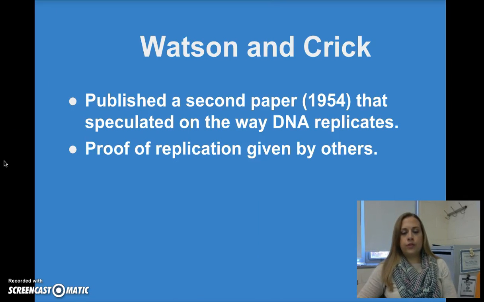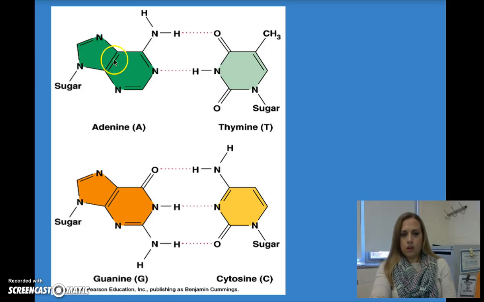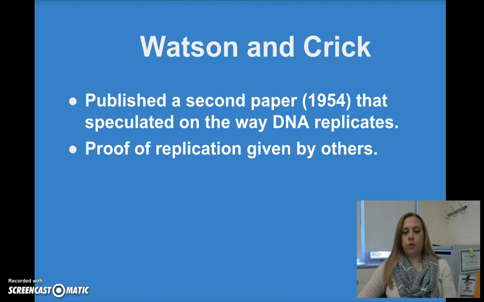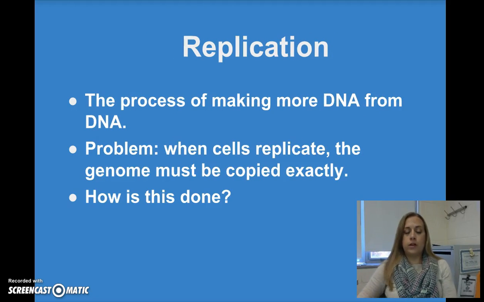So we want to kind of switch gears a little bit. Watson and Crick published a second paper, a couple years later in 1954. And instead of focusing on their model of the DNA structure, they focused on a way that DNA could replicate. The proof of this replication was then provided later on. And it's really important, I'm going to go back for a second, because we know that A's will bind with T's and C's with G's, that ties in very closely with how DNA replicates, along with the overall structure of the molecule.